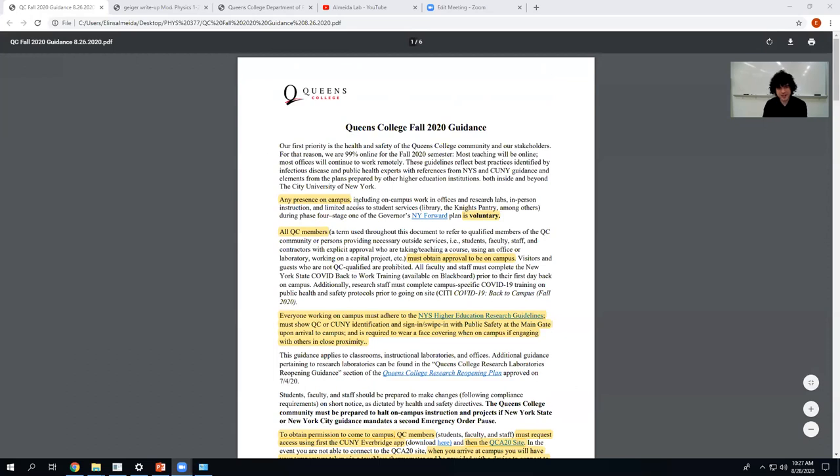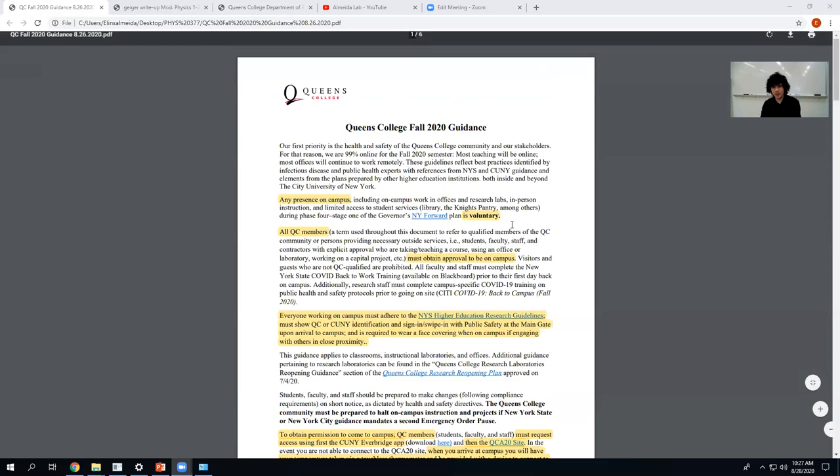So any presence on campus is voluntary. So that means that you are not obliged to attend this class in person. So if you feel that you're sick or have come into contact with someone who is showing symptoms of COVID-19, please don't come, just send me an email. I'm setting up the stream in the lab, so we'll be able to interact online as well.